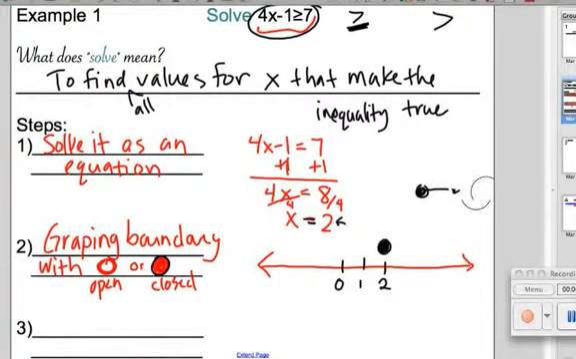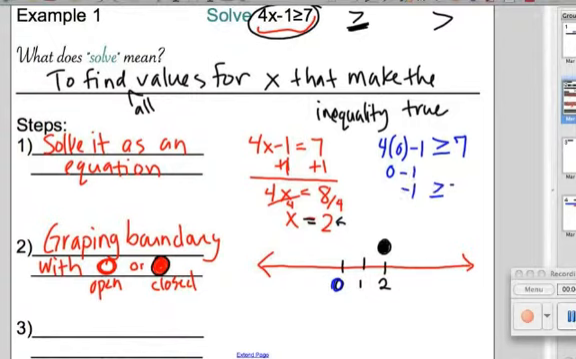So what I'm going to do is test one solution. I'm going to test a number that's easy to work with, and I like to test the number 0. I'm going to plug in 0 into my original inequality, with the greater than or equal to symbol, and I'm going to ask myself, is this true? So I'm going to do the math. 4 times 0 is 0, minus 1. So I get negative 1 on the left.